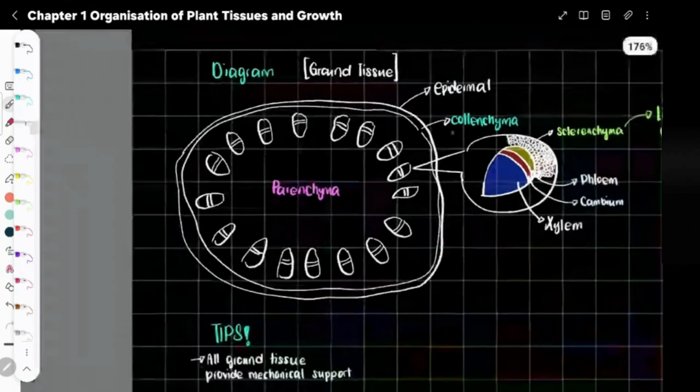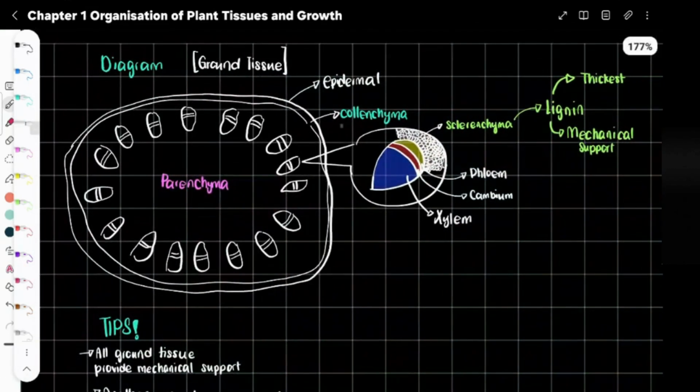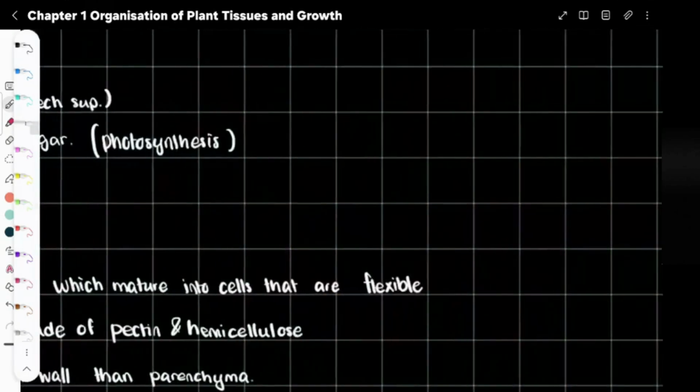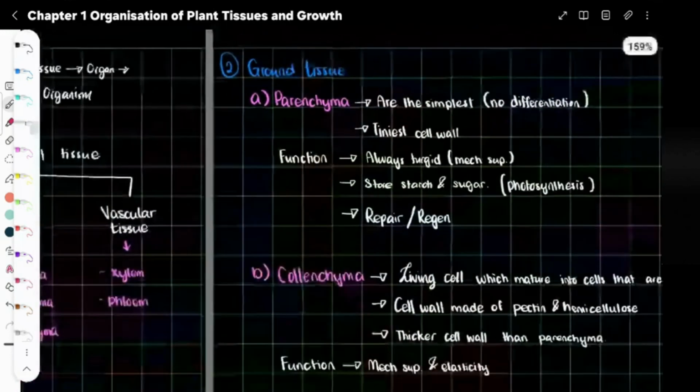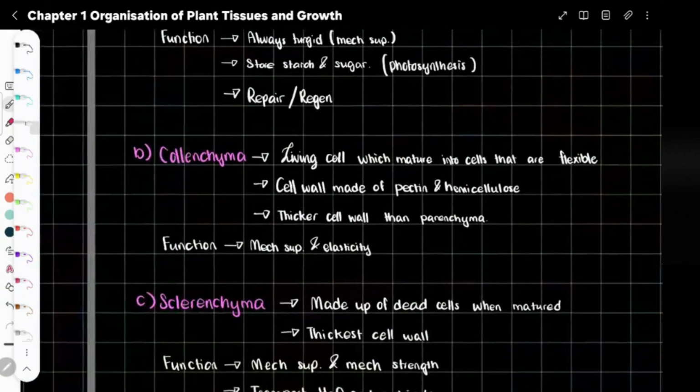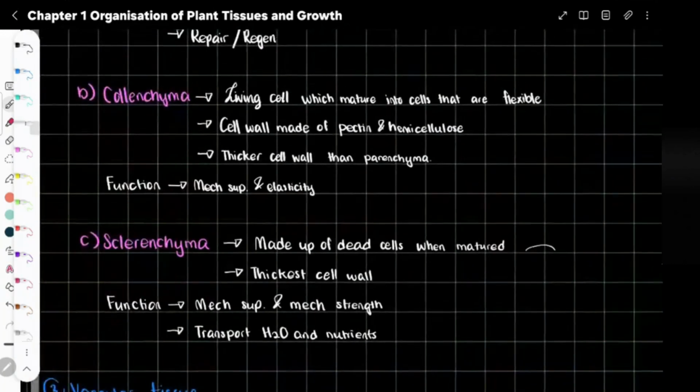Later on you're going to learn the chyma family. The chyma family is the ground tissue, and most of them have different functions and characteristics, which a lot of students say is very hard to memorize because there's a lot of things to memorize. If you look at these notes, parenchyma, how many notes are there? There are 5 of them. That's a lot.